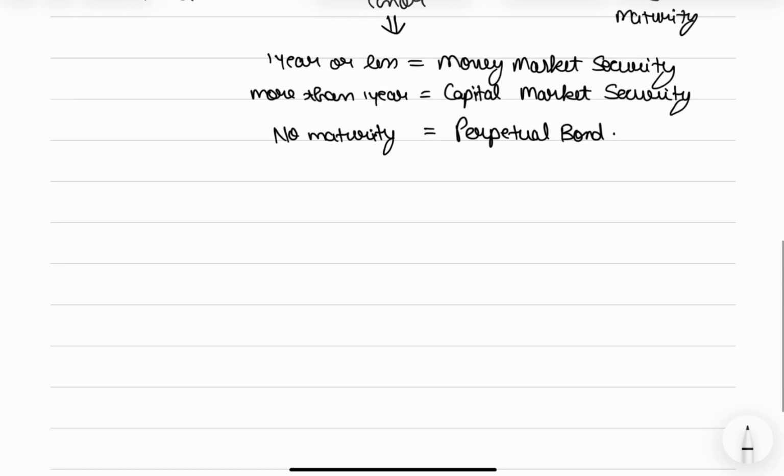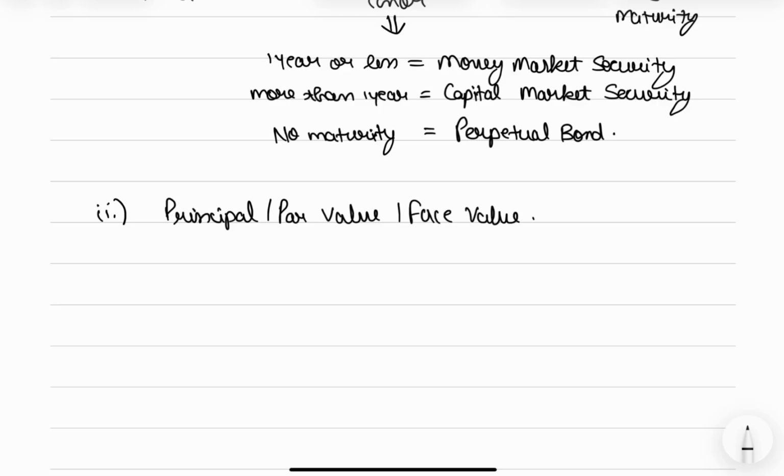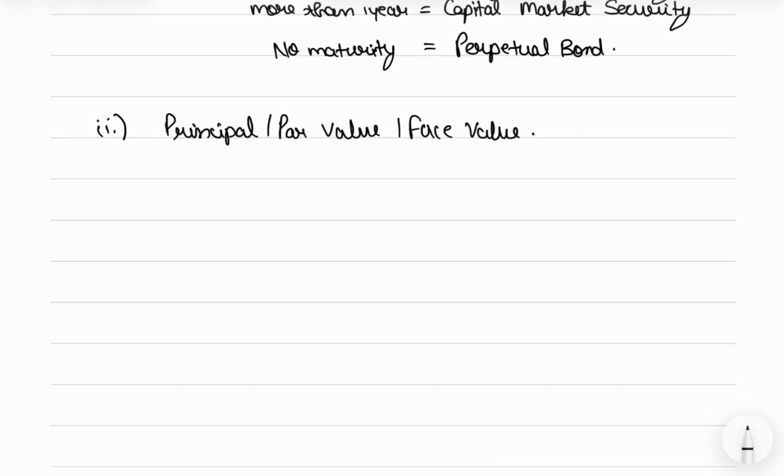So the second terminology is principal or par value or face value. This is the amount that will be repaid at the maturity. We can take an example of $10,000.